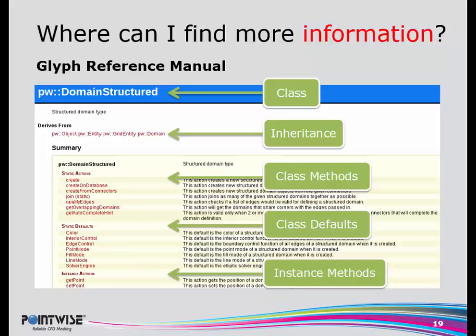I can see the class methods, including the static create command where I can create instances of that object. I can see the defaults, which I can set, which the objects will inherit once they're created. And then I can see the methods that can be applied to the instance of that class. So any structured domains I create, I can use these methods to change their attributes. Okay? So this is another way that you can navigate these docs.